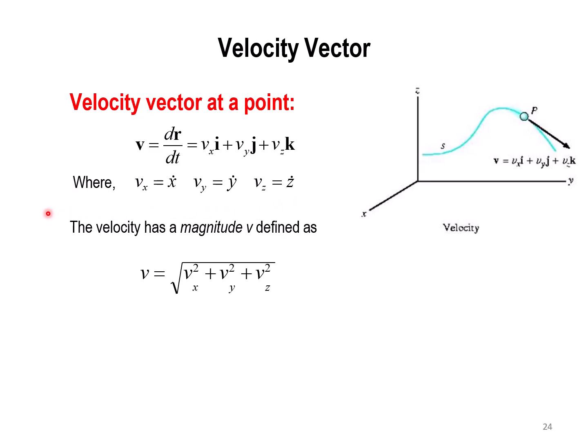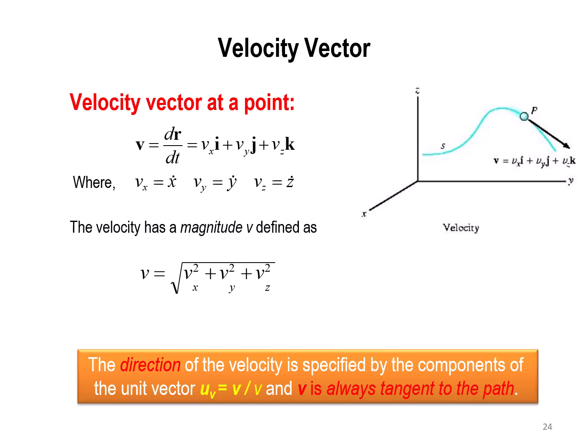The velocity also has a magnitude, which is going to be defined by the same method, so it's going to be the square root of the velocity in the x direction squared, plus the velocity in the y direction squared, plus the velocity in the z direction squared, all under the square root. And the direction of the velocity is usually specified by the components of the unit vector itself. So it's going to be once again the velocity vector divided by this magnitude, and the velocity is always going to be tangent to the path.